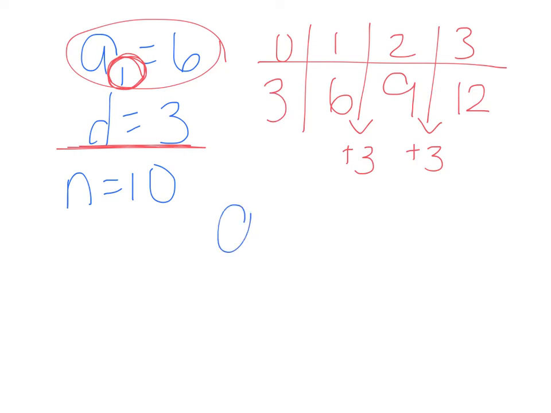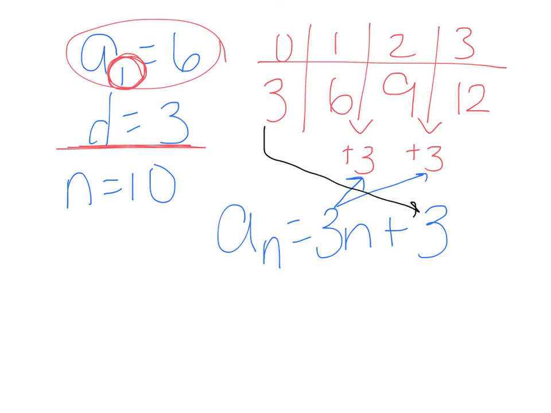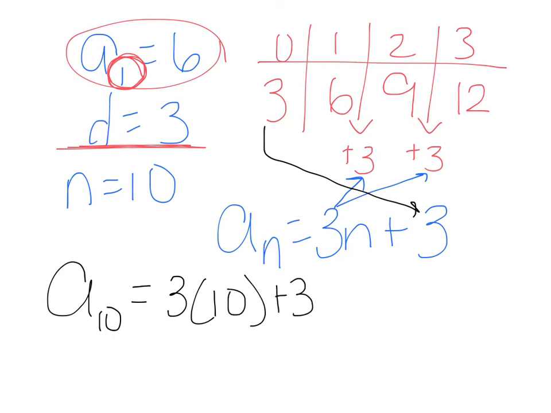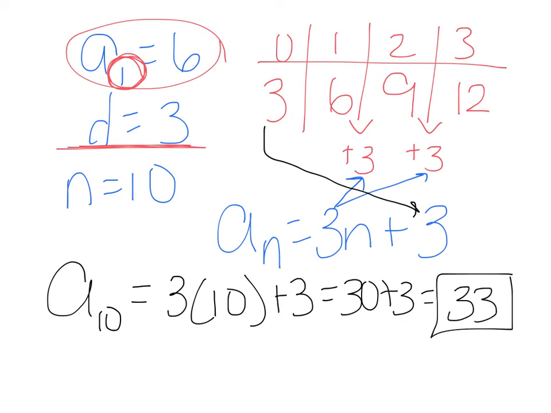So I can write my equation, a sub n equals 3n plus 3. So again, this 3 here is because we're adding 3 each time. This 3 here is because that is our 0 term. So the question is now, what is the 10th term? So we're going to plug 10 in for n into our equation. So 3 times 10 plus 3, excuse me, would be 30 plus 3, which is equal to 33. So instead of having to write out this chart to the 10th term, we can use our equation.